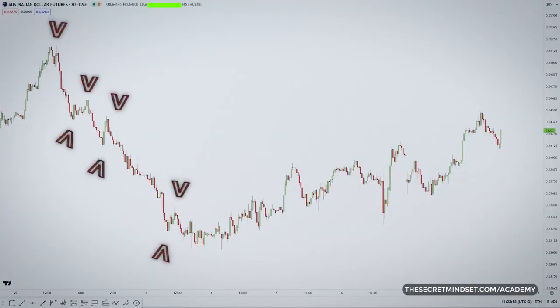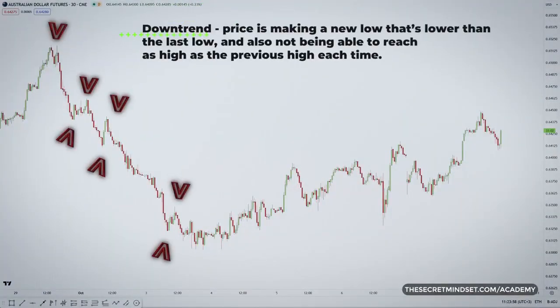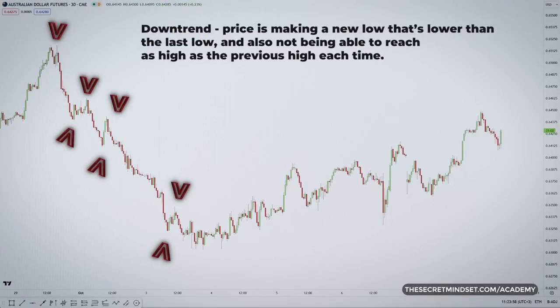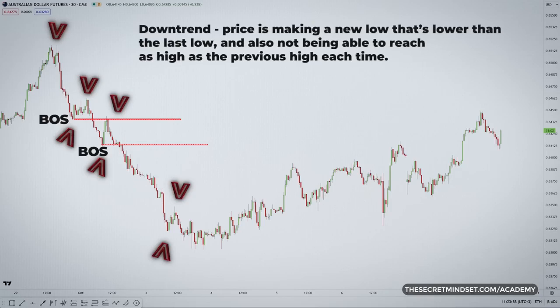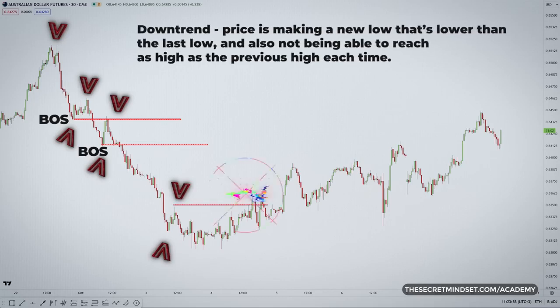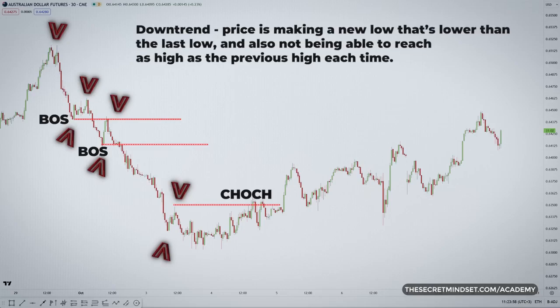A downtrend is shown by the price making a new low that's lower than the last low, and also not being able to reach as high as the previous high each time. That downward pressure from sellers continues the bearish move, and the trend will stay bearish as long as those lower highs and lows keep occurring. But once we see a high that tops the last high, that's a sign the trend could be reversing to a bullish trend.